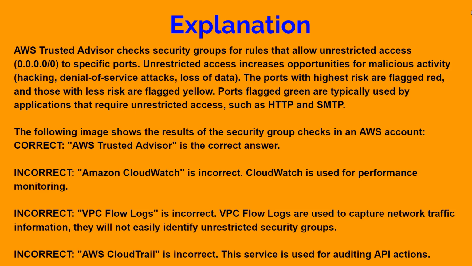Incorrect. Amazon CloudWatch is incorrect. CloudWatch is used for performance monitoring. Incorrect. VPC Flow Logs is incorrect. VPC Flow Logs are used to capture network traffic information. They will not easily identify unrestricted security groups. Incorrect. AWS CloudTrail is incorrect. This service is used for auditing API actions.